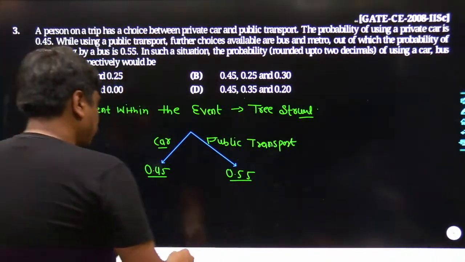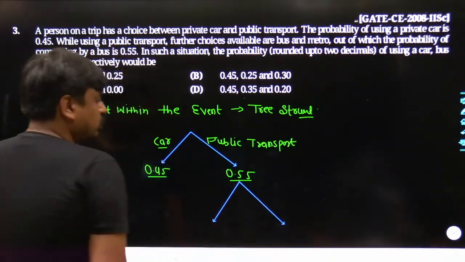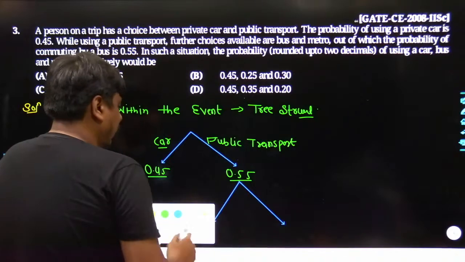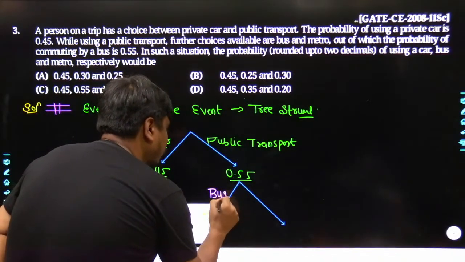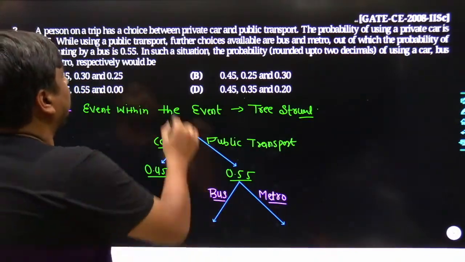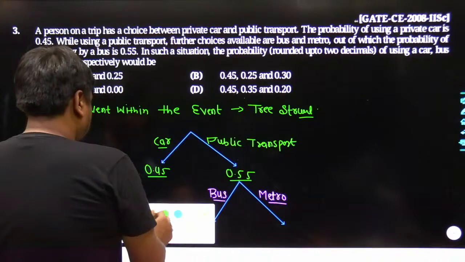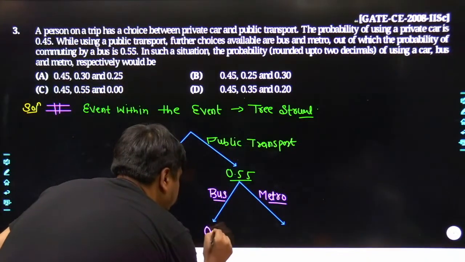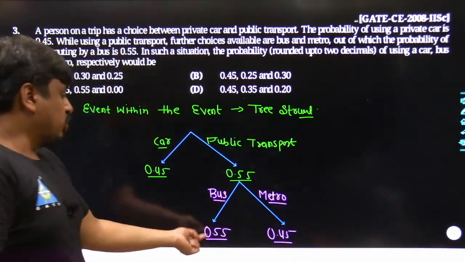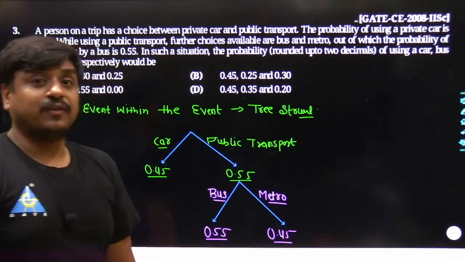Specifically in this problem, it is clearly given that even within the public transport you have two opportunities. What are they, sir? Either the person can move through the train, that's the metro train, or the person can move through the bus. Again, the two opportunities the person has got are the bus or the metro rail. And this possibility is also given: further choices available are bus and metro, out of which the probability of commuting by bus is 55%. That is, out of 100 times, possibly 55 times he commutes through the bus. So obviously the rest of the time he might be commuting through the metro. Obviously 0.55 plus 0.45 has to become 1.